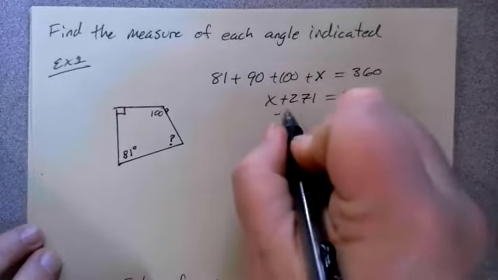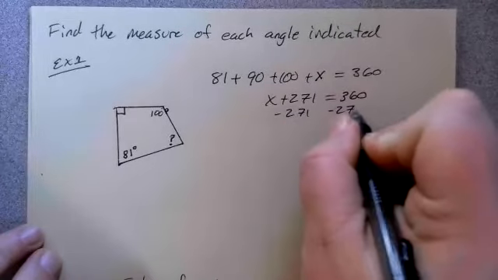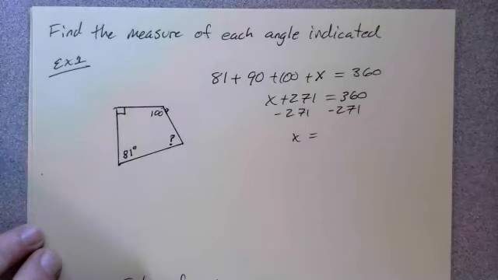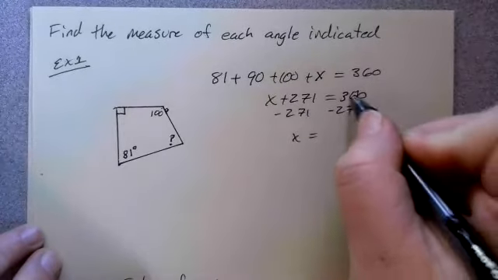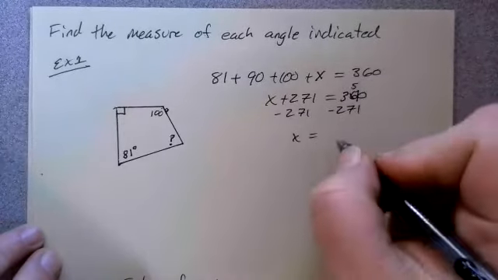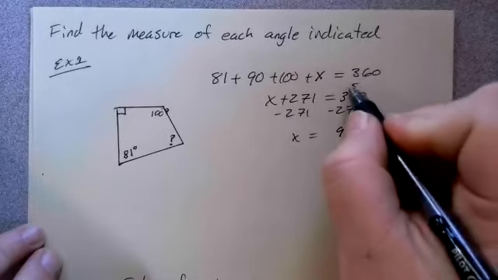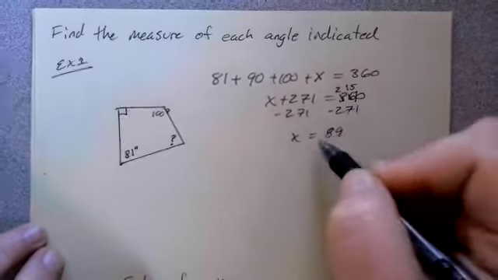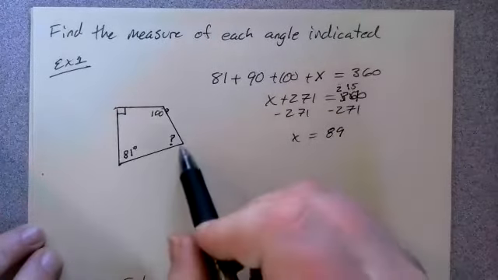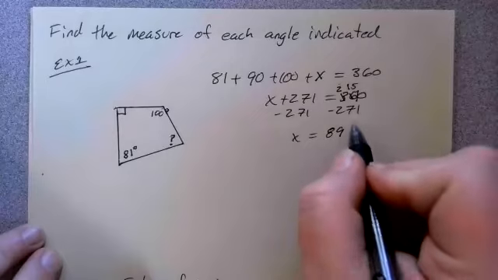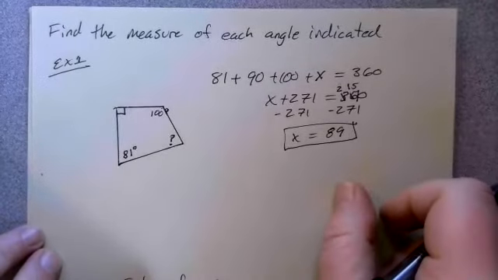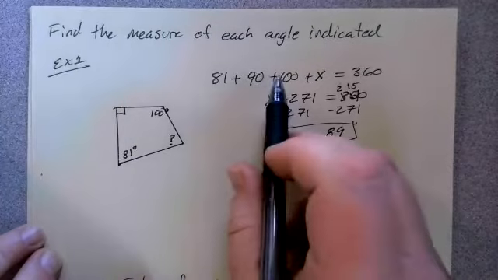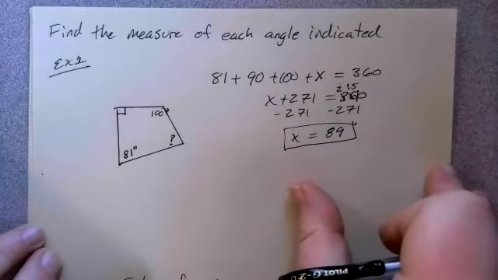And now we can subtract 271 from both sides. And x equals, do we have to borrow? 10 minus 1 is 9. 5 minus 7, I have to borrow. 15 minus 7 is 8, and 2 minus 2 is 0, so 89. So that means that this angle right here is 89 degrees. It's really just that simple. Add all four angles and set it equal to 360 degrees.